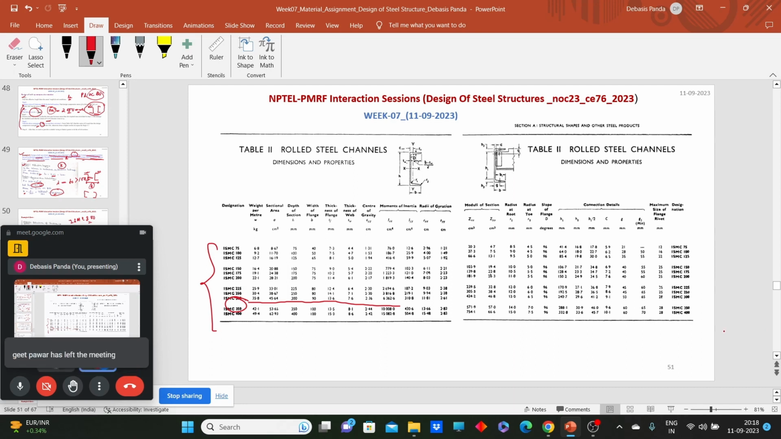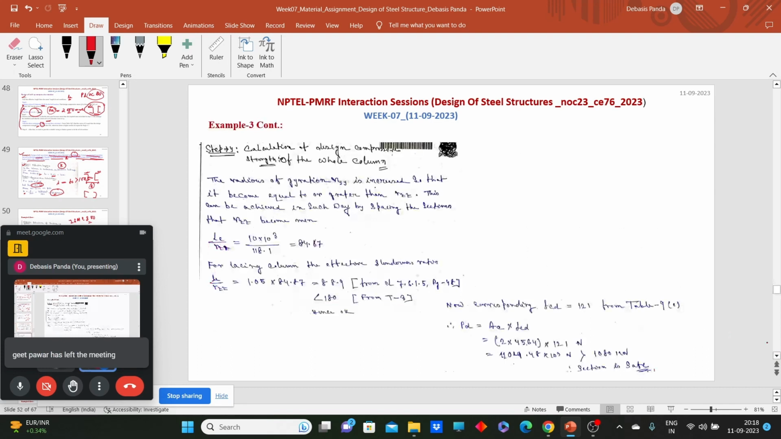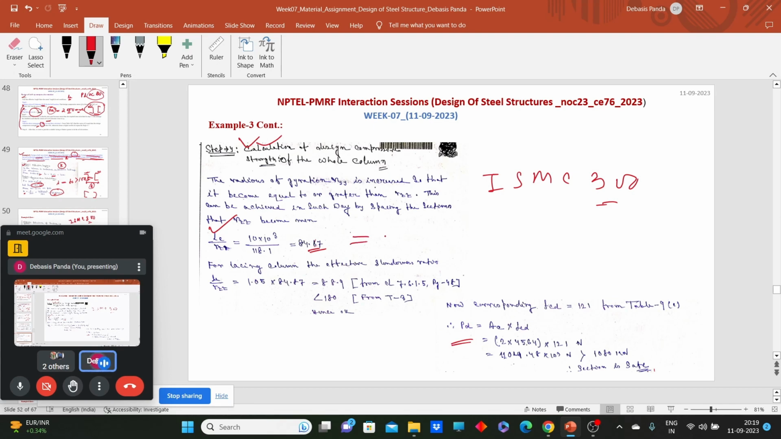Now the next step should be the calculation of design compressive strength of that ISMC 300. So for ISMC 300, we need to calculate the lambda value about ZZ axis. So LE by RZZ comes as this. So we can calculate the PD value. PD will be AC into FCD. FCD value, how can we calculate the FCD value? So lambda value comes as this lambda.